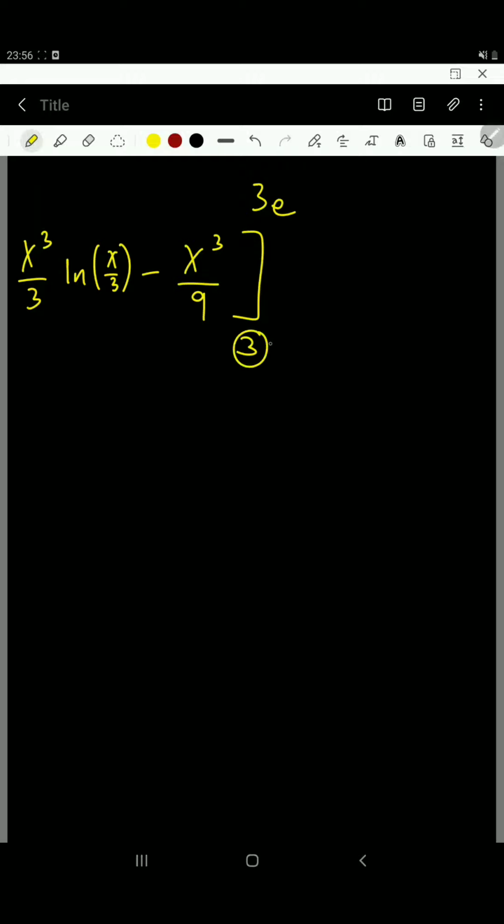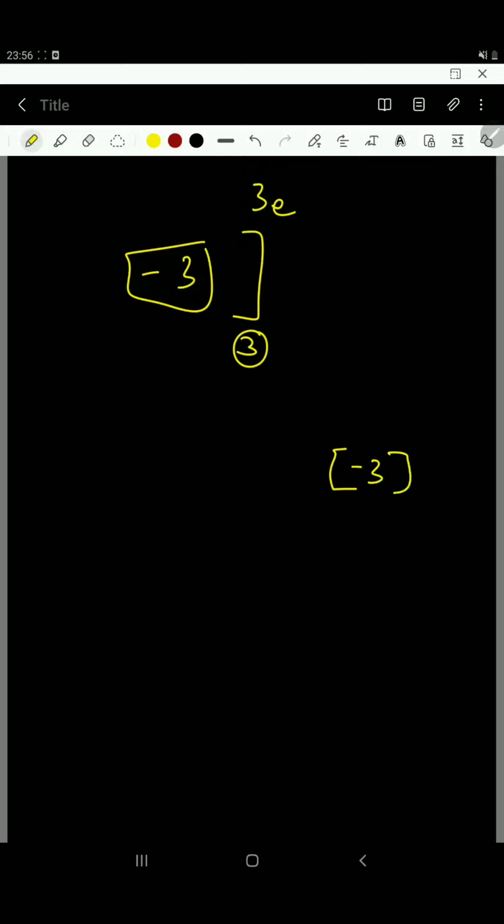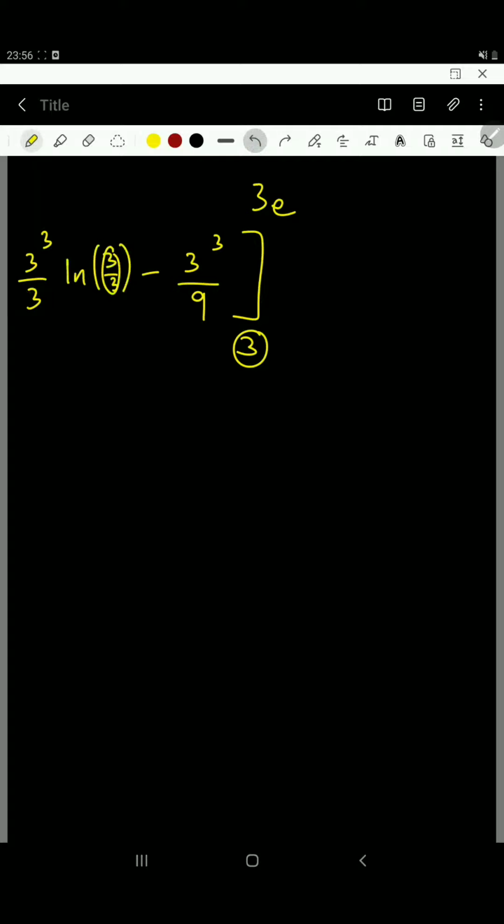Okay, let's input the lower limit. 3 over 3 is 1, ln 1 is 0, so that goes away. 3 cubed is 27, 27 over 9 is 3. So the lower limit is minus 3. Let's memorize that.